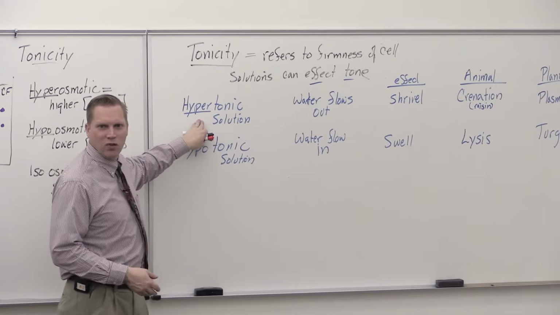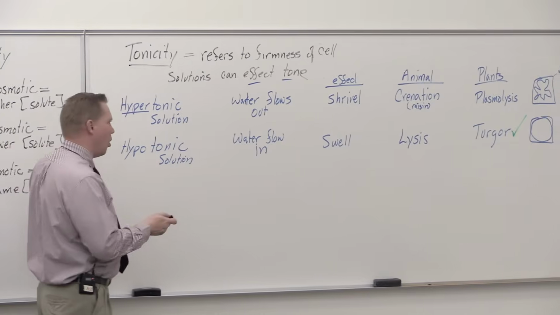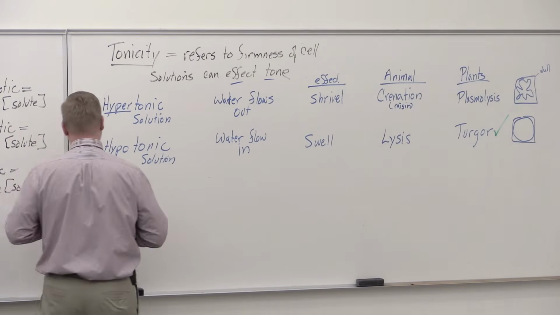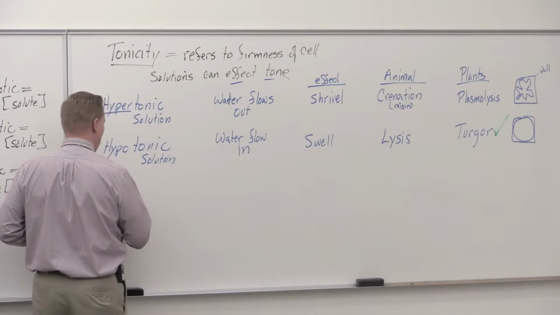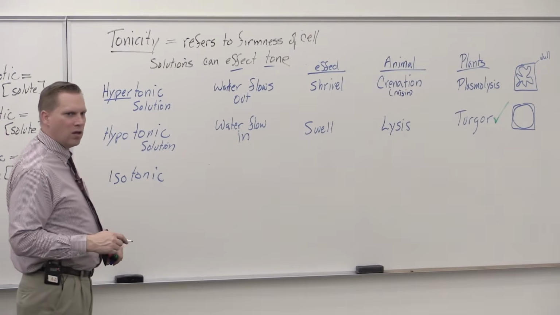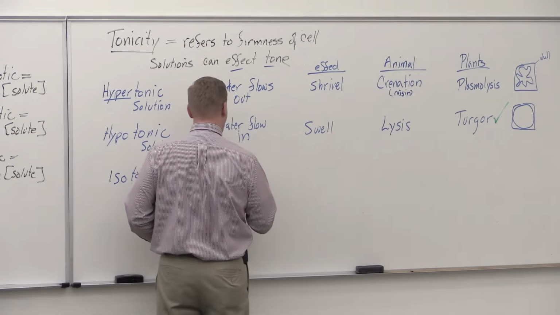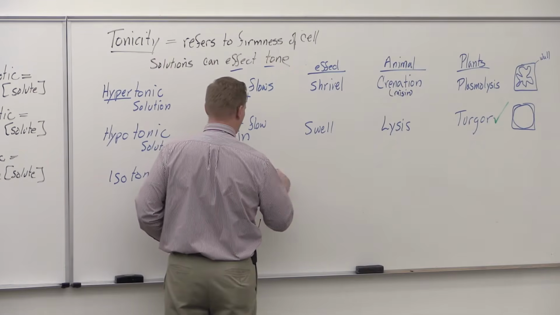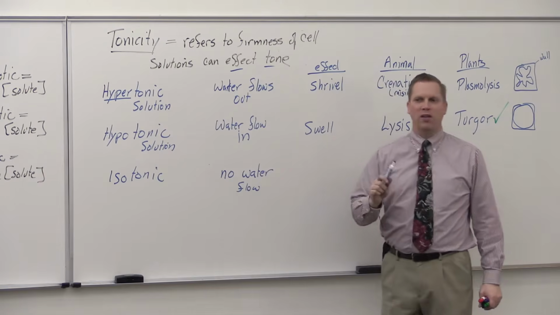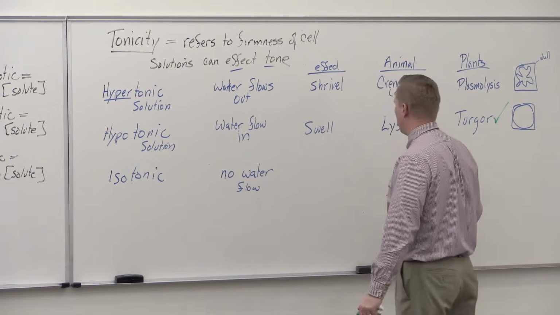So hypertonic solutions are good for no one. Hypotonic solutions are good for plants. Hopefully there's one good for animals in here, right? And there is. The last one is you can bathe that cell in what's called an isotonic solution. In an isotonic solution, there is no water flow, or at least no net water flow. There's some water molecules coming in, but there's an equal number coming out. So there's no net water flow.